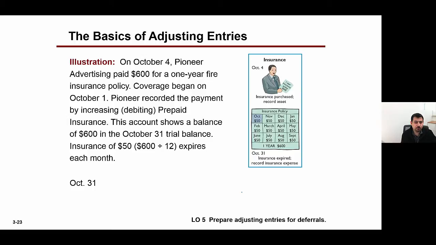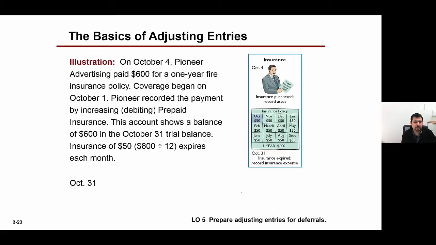On October 4th, Pioneer Advertising paid $600 for a 1-year fire insurance policy. Coverage began on October 1st. Pioneer recorded the payment by increasing or debiting prepaid insurance. This account shows a balance of $600 in the October 31st trial balance. The insurance of $50 expires each month.